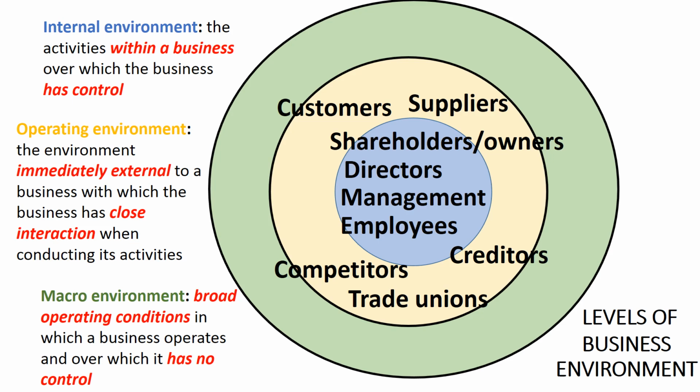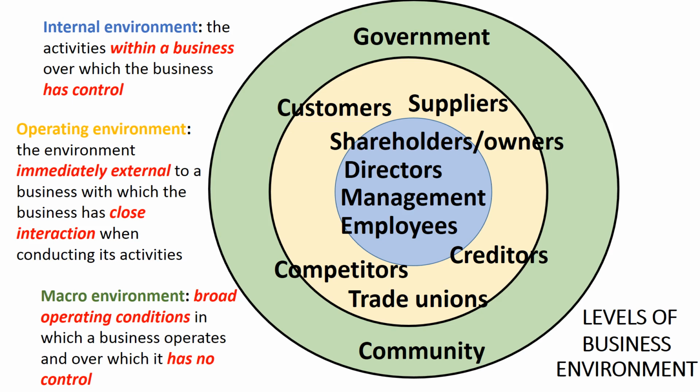Trade unions represent the employees of the business, for example, by negotiating the terms and conditions on which employees of the business are employed by the business. And finally, competitors of the business compete to obtain the customers of the business and to try to persuade those customers to buy goods and services from them rather than from the business. The stakeholders that are located in the macro environment are the community and the government.